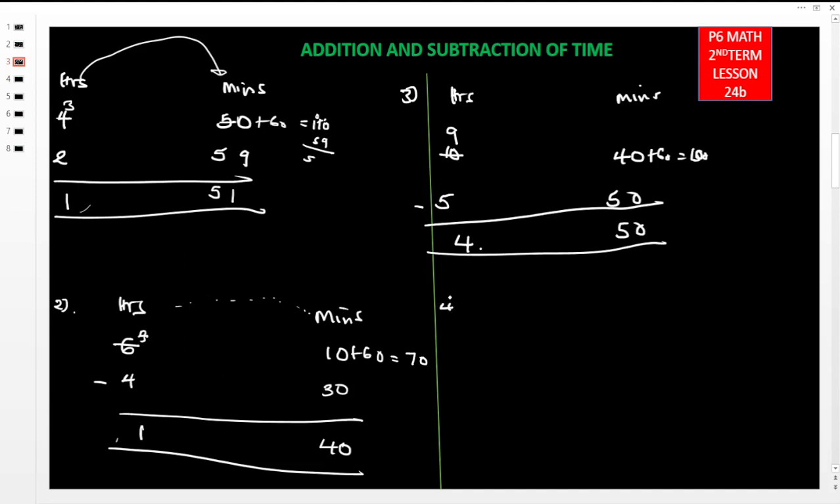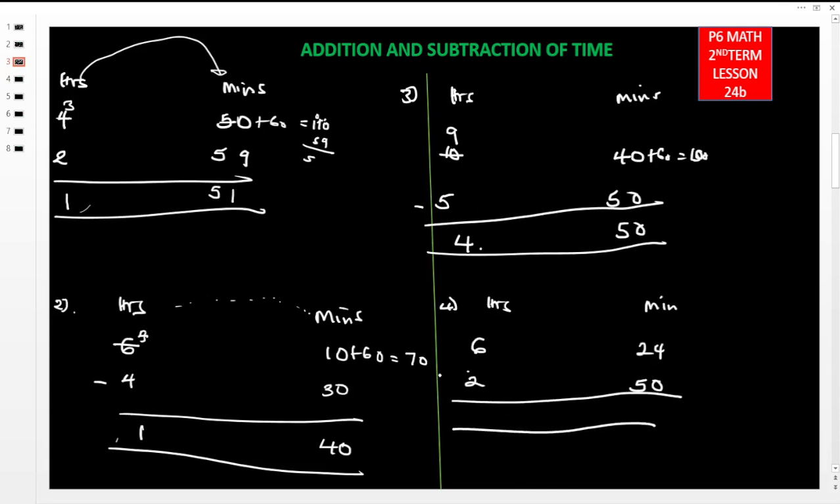Lastly, the last example here, we are given hours here and the minutes. So we have 6 hours 24 minutes. Then we have 2 hours and 50 minutes. So we are subtracting this.